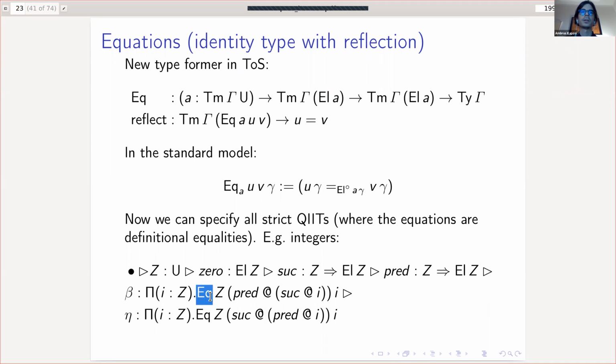Here I'm using this new equality type with equality reflection. So I have equality reflection in the presheaf model for the ordinary equality type in the presheaf model, and I'm just using that. I will just use that to interpret reflection here. But I can also go a different way and not take this EQ type. Oh yeah, sorry. So I can also now describe type theory as a QIIT itself.